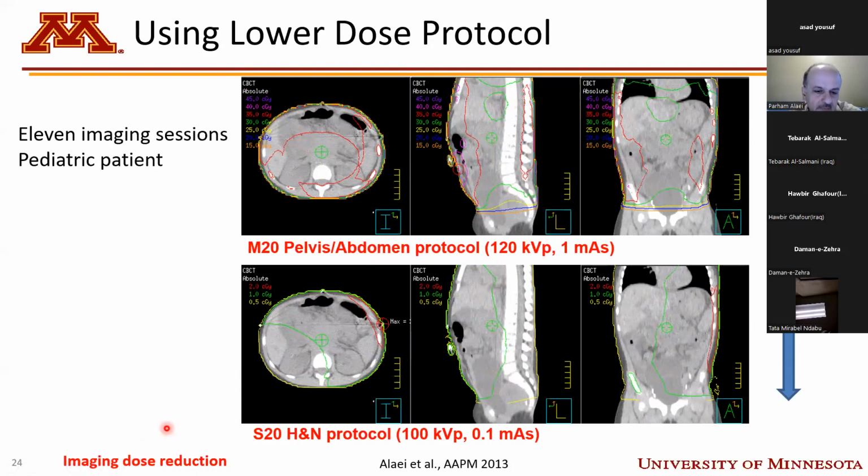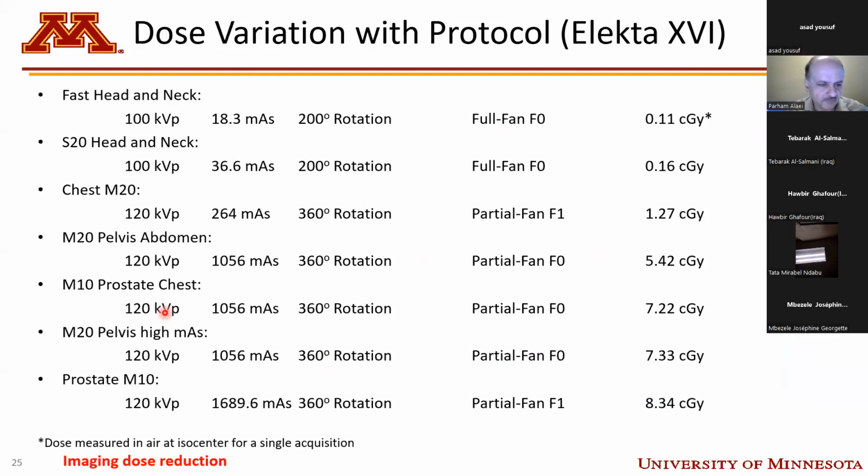Now, for pediatric patients, we don't use the adult protocol. We actually use the head and neck protocol, which is much lower, 100 kVp, 0.1 mAs. And the dose to that pediatric patient from imaging for 11 sessions was reduced to about 2 centigray max. So it was an 18-fold decrease in the dose just by using a lower imaging protocol. And the image quality was fine for this. Again, it's a pediatric case, a small body size, and there's no need to use adult protocols for it. The reason for this is that there's a large variation in these units.